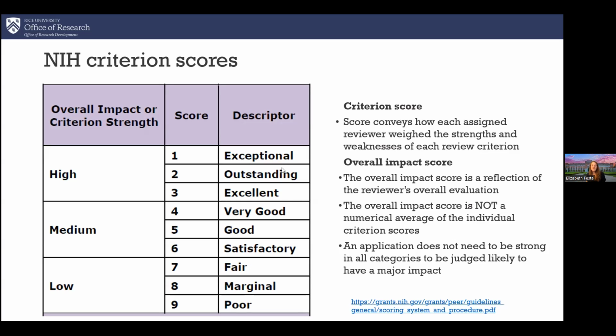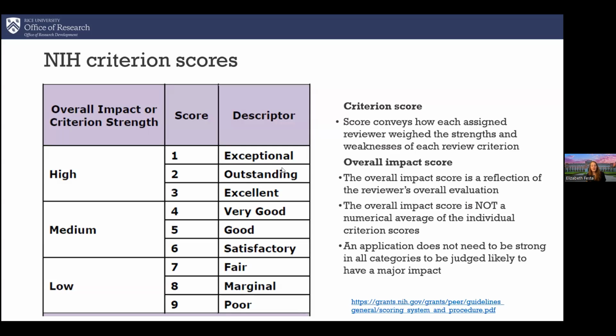Once each individual person on the review panel has given a score, the scores across the review panel are averaged and then multiplied by 10. And this will give you your final score. So if your average was a 2, then your final score is a 20.